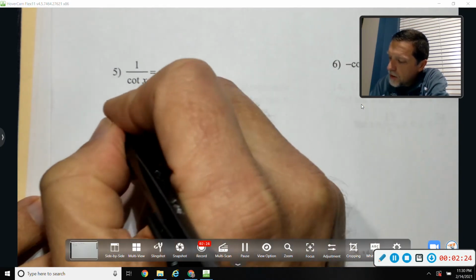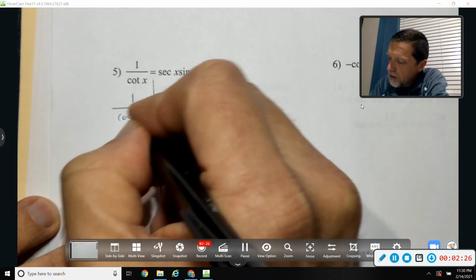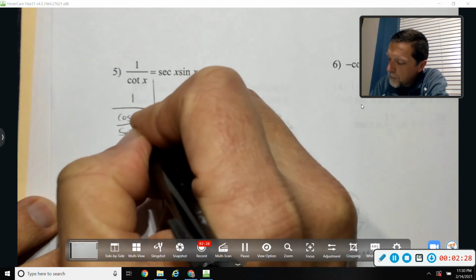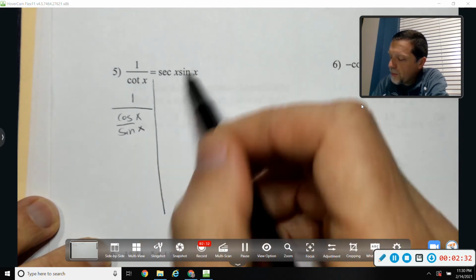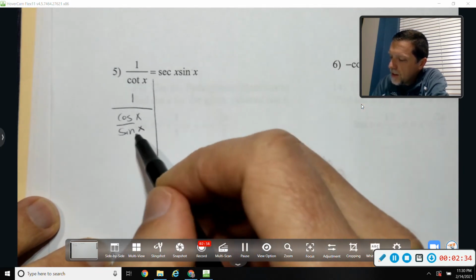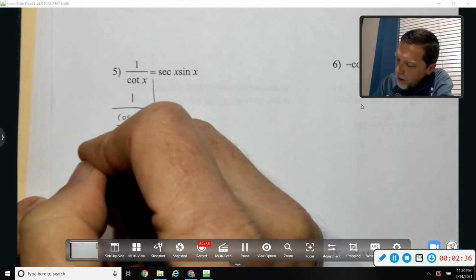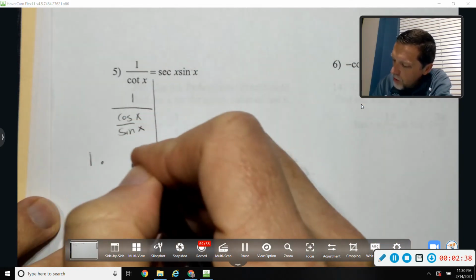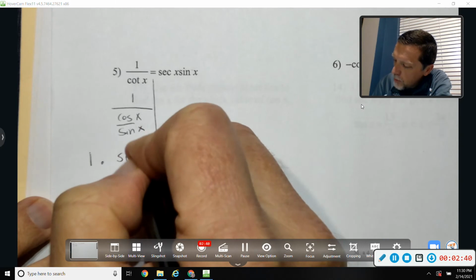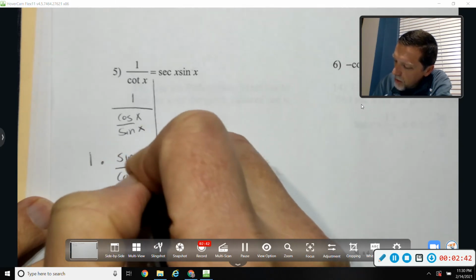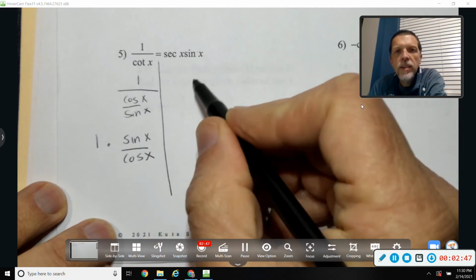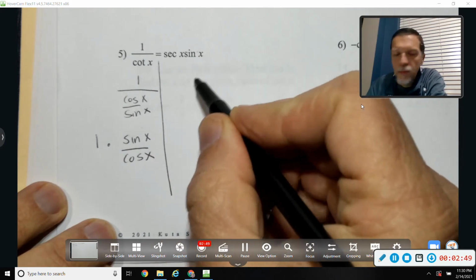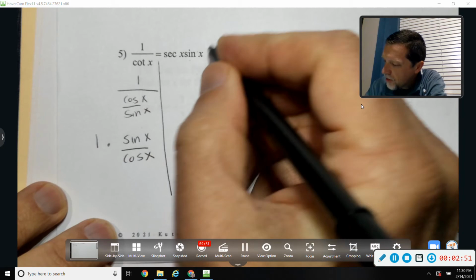So 1 over cotangent is cosine over sine. Again, I'm peeking ahead, trying to make it match that. Let's do the keep it, change it, flip it thing. Keep the top, change the multiplication, flip the bottom. And I keep peeking ahead. This is looking good. I like this because I got the sine. That kind of matches.